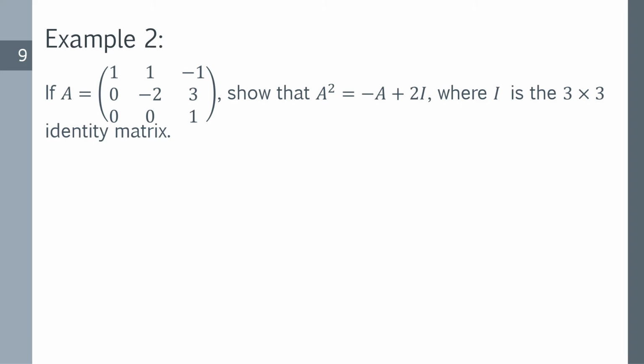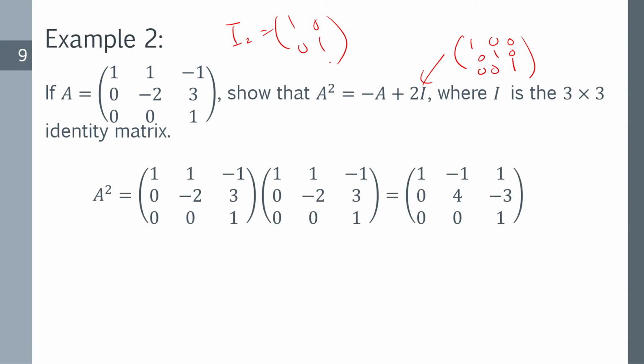If you have A, a 3 by 3, show that A squared equals negative A plus 2I, and I is the 3 by 3 identity. Still remember, identity has the diagonal all 1, and the rest are 0 for the 3 by 3. For the identity I2, it means you have 1, 1, 0, 0.